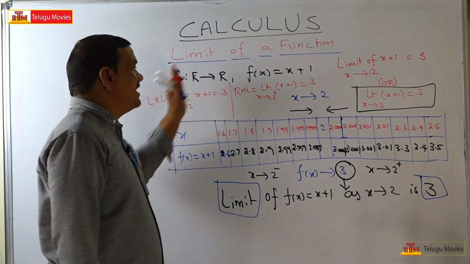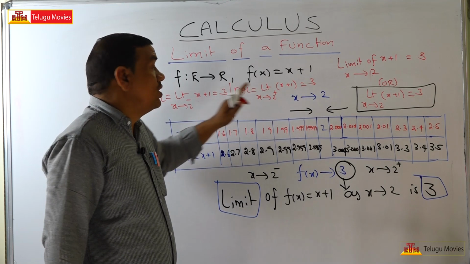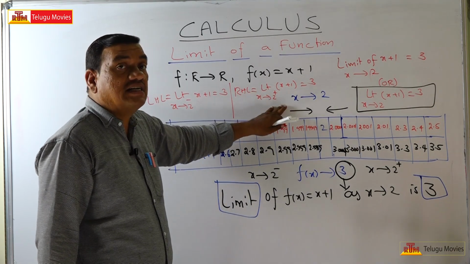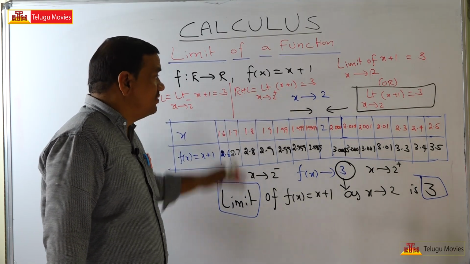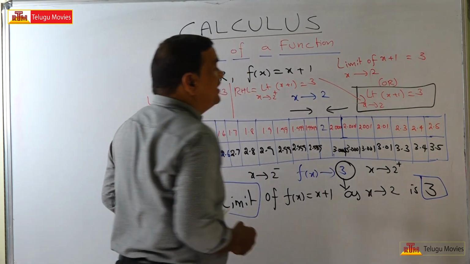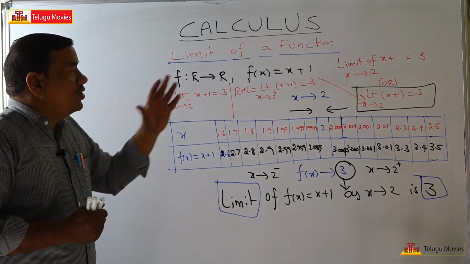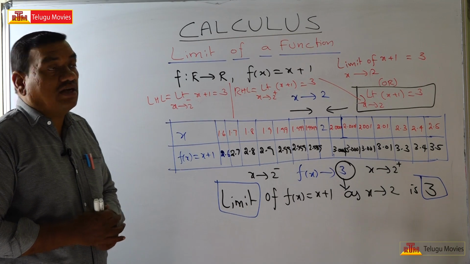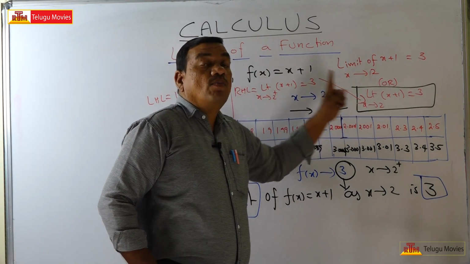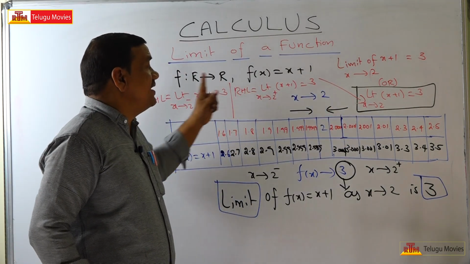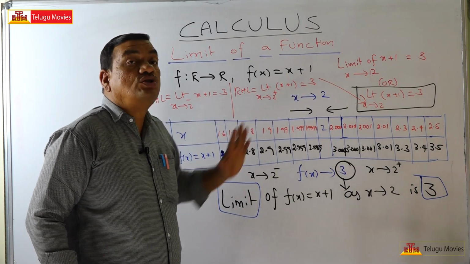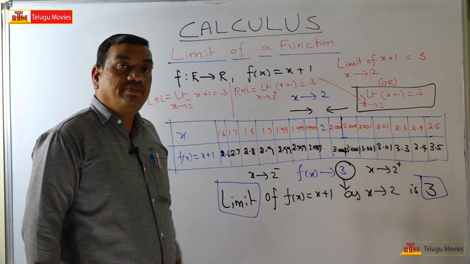So this is the left hand side limit and the right hand side limit. Both the left hand side limit and right hand side limit are equal. Then we write it this way: the limit as x tends to 2 of x plus 1 is equal to 3. That means for a limit to exist, both its left hand side limit and right hand side limit should be equal. Then only the limit exists.